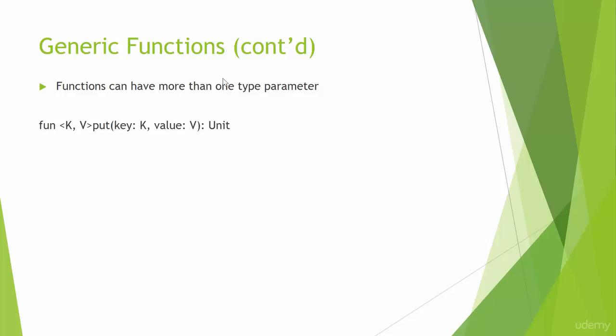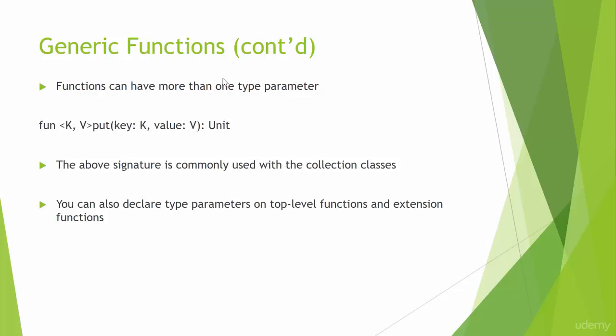We're going to return a unit, which is a void type. So the above signature is commonly used with collection classes because collections take key value pairs, some of them. You can also declare type parameters on top level functions and extension functions. So now you don't only have to make functions inside classes generic, you can make top level functions and extension functions generic. So here's an example of an extension function.